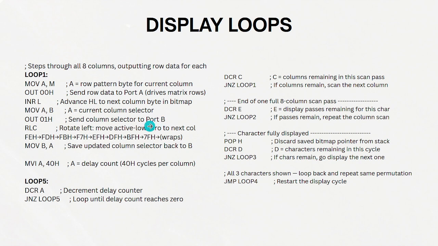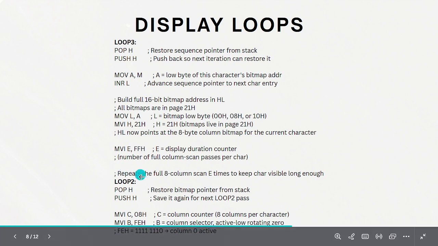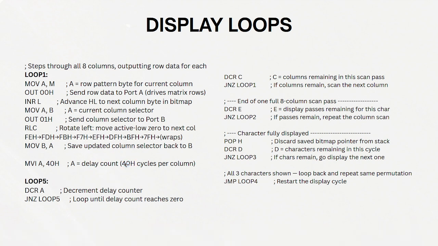So if you pay attention, we actually have two delays. We have the FFH delay, or the 255 delay, which is loop 2, and we have loop 5, which is an additional delay that we put into it, so that we can see the graphic on the LED matrix for a long time.